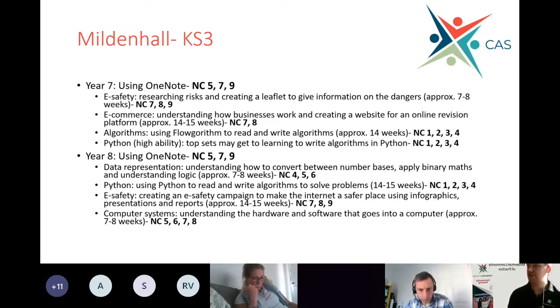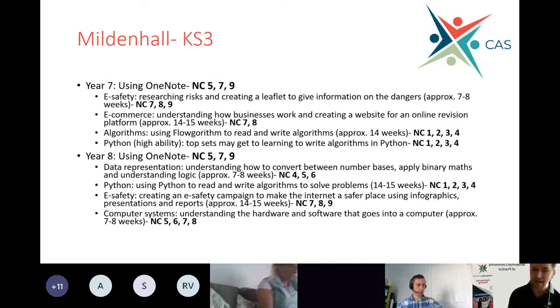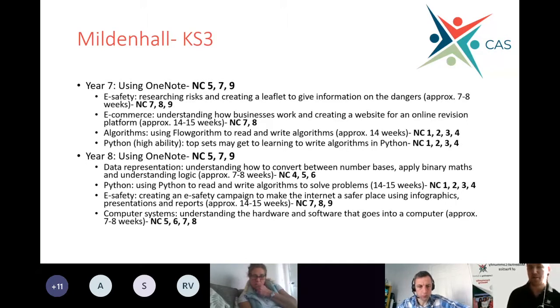The infographic is aimed to be like a poster that can go up around the school to advertise it to students. The presentation is something they create as though they're going to run an assembly about the topic. And then the report is designed so that it should be able to go out to parents afterwards. So they've got this scenario that they're working towards. And again, that's about 14 to 15 weeks.